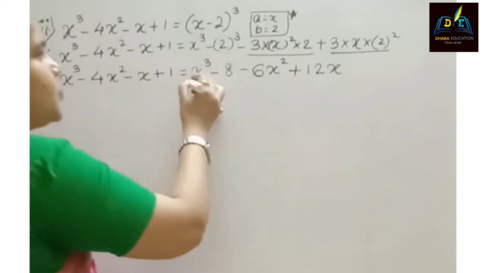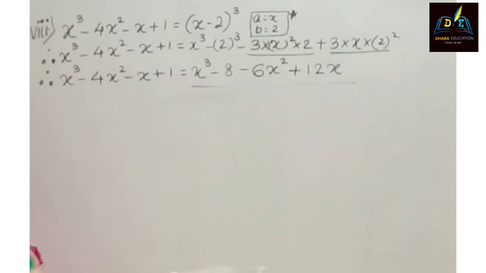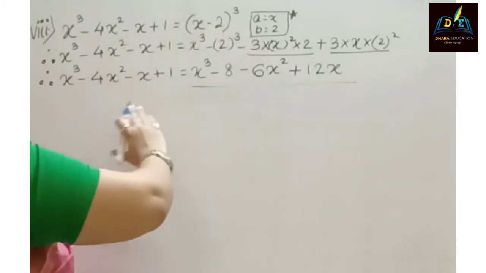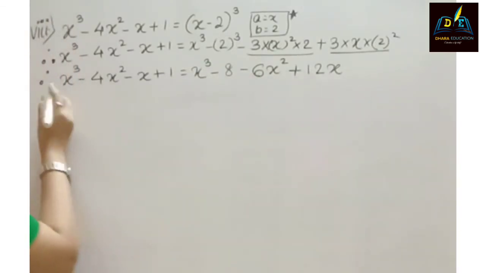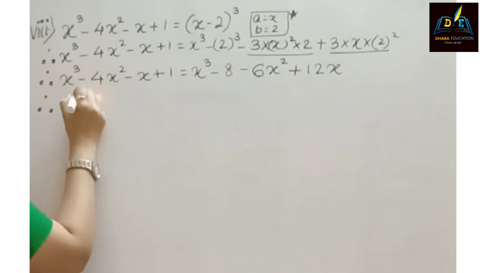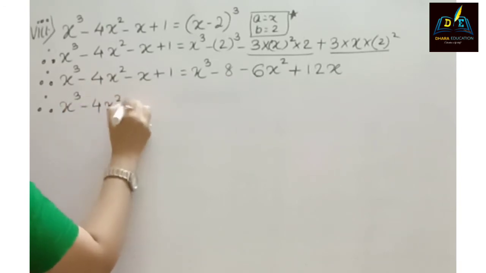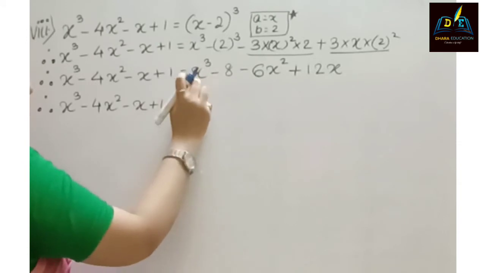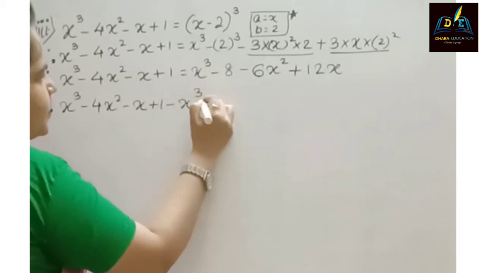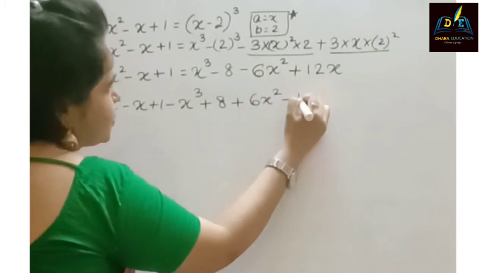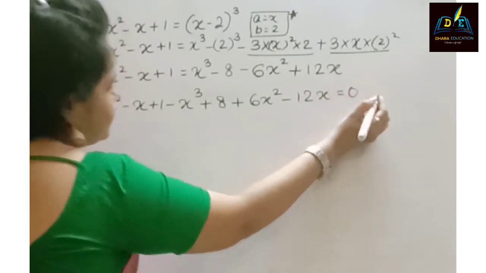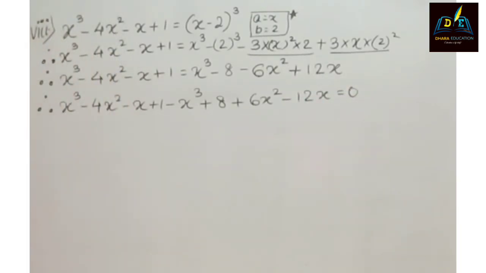Alright. Now this particular term of the right hand side, we have to shift it to the left hand side as per the rule of quadratic equations. And when we are shifting, we have to put 0 over here. So let's continue. x cube minus 4x square minus x plus 1. So here plus is there, so we will put minus x cube plus 8 plus 6x square minus 12x is equal to 0. Am I clear on this point?